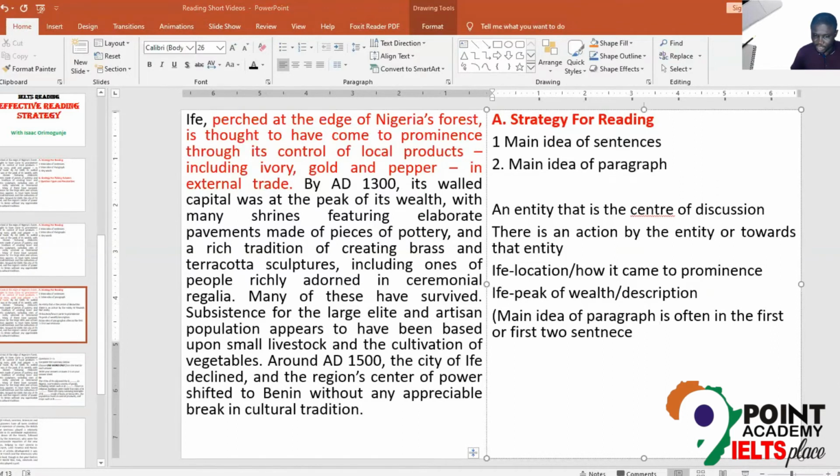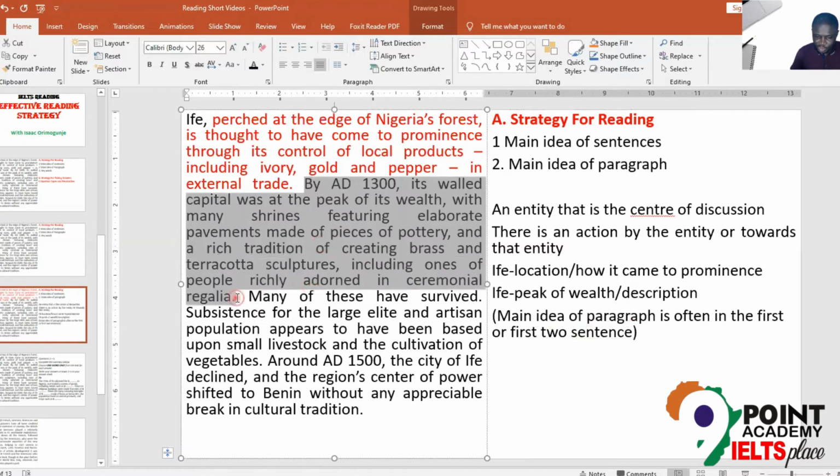So you can see what is happening now through the issue of main idea. Because most of the time, the main idea of the first sentence is often the main idea of the whole paragraph. So you see now, let me color code each sentence so that you can know where we've gotten to. Okay.